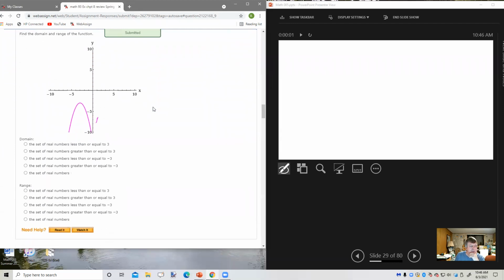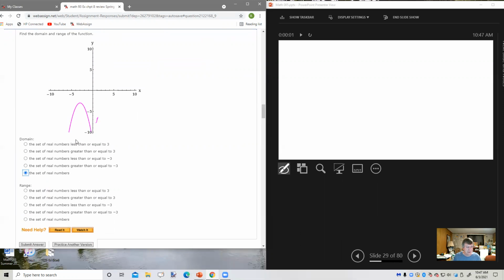Find the domain and range of the function. Well, the domain is all the x values. This graph is going down. When it goes to the edge of the written graph grid there, that implies that it continues on. As it's going down, it's going over. So the domain would be the set of all real numbers.